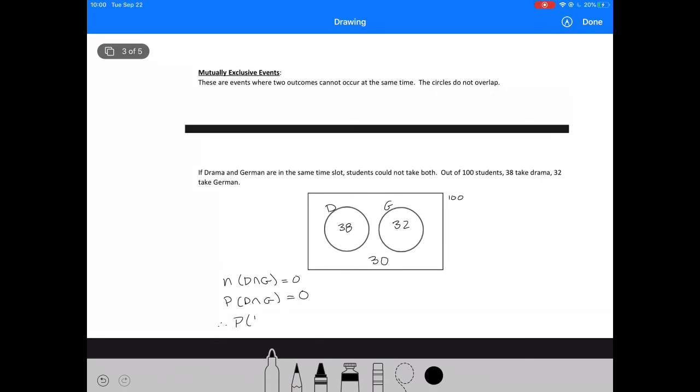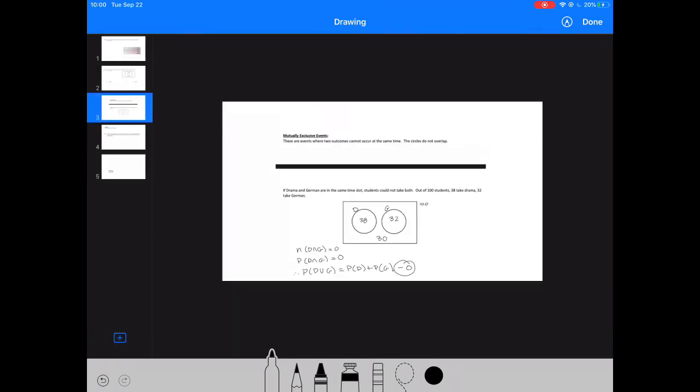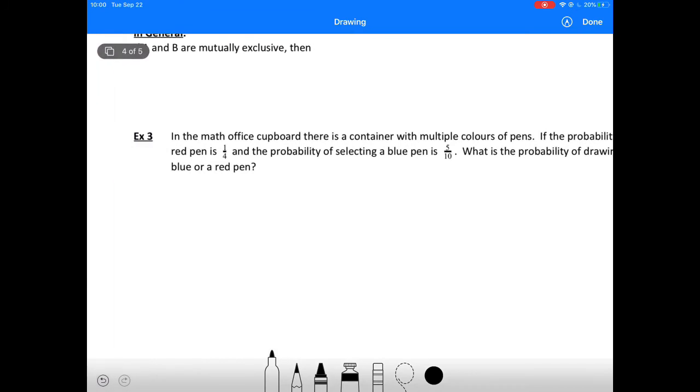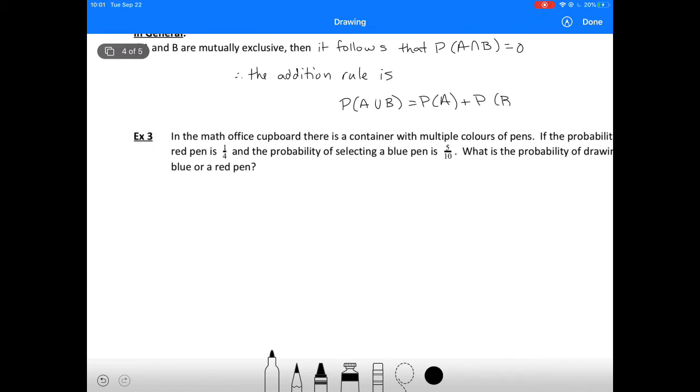And for mutually exclusive events, the probability of D or G is going to be the probability of D plus the probability of G, take away 0. So same equation as before, except that intersection now you know to be 0, so it changes the equation a little bit. So in general, if A and B are mutually exclusive, then it follows that the probability of A and B equals 0, and therefore the addition rule changes from the general form that we had above, is the probability of A or B is just equal to the probability of A plus the probability of B.